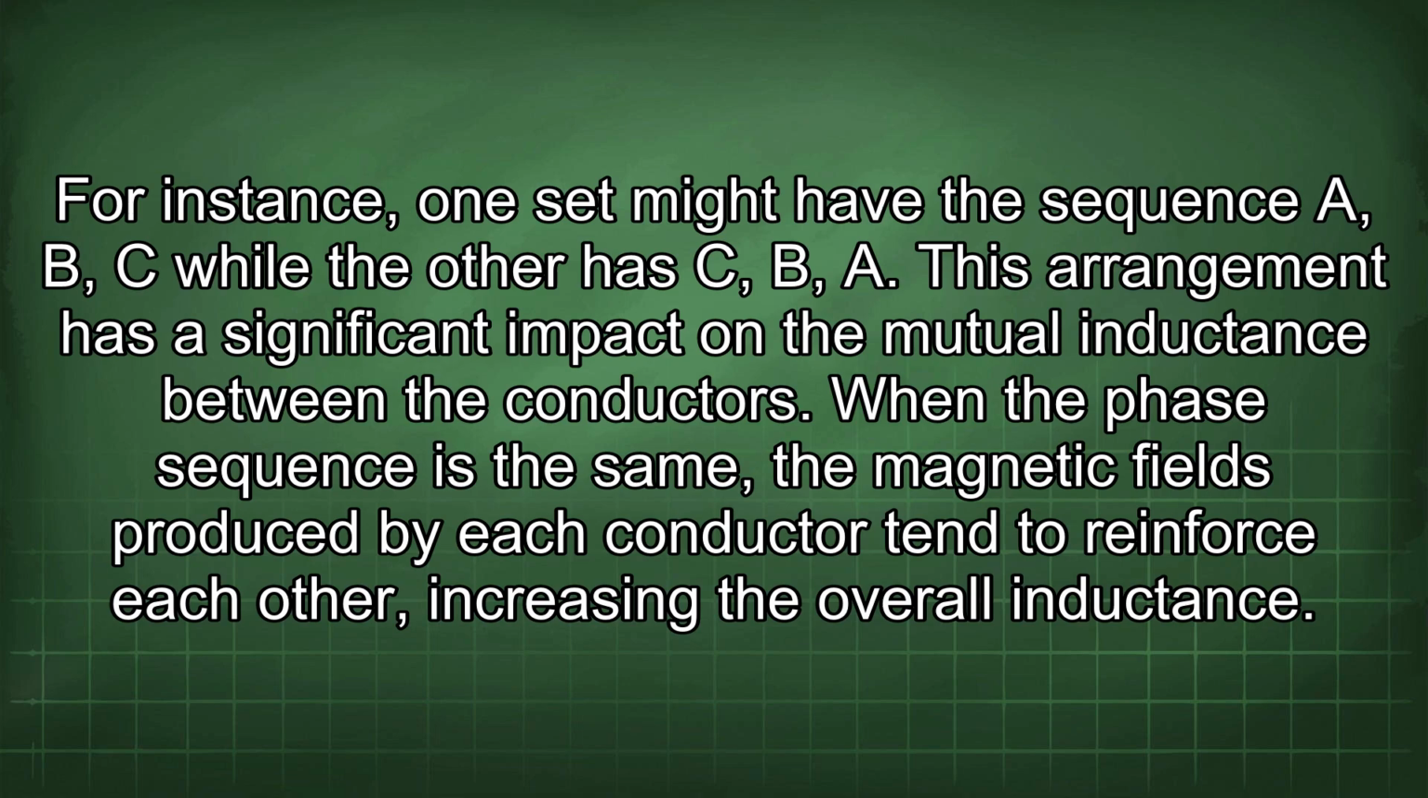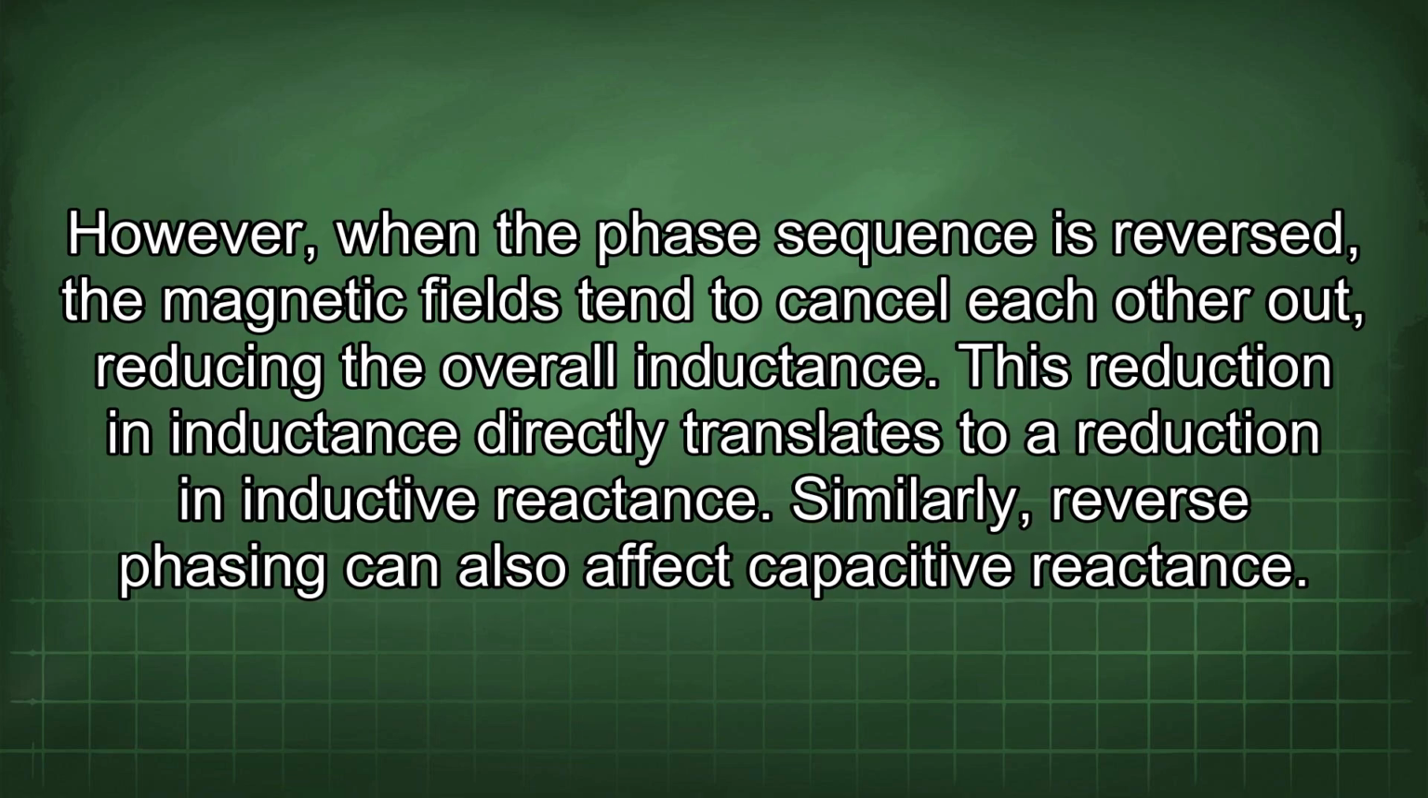When the phase sequence is the same, the magnetic fields produced by each conductor tend to reinforce each other, increasing the overall inductance. However, when the phase sequence is reversed, the magnetic fields tend to cancel each other out, reducing the overall inductance. This reduction in inductance directly translates to a reduction in inductive reactance.